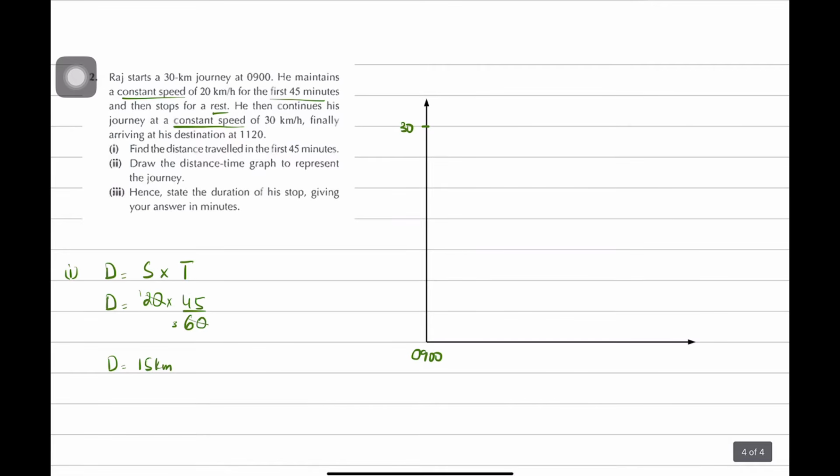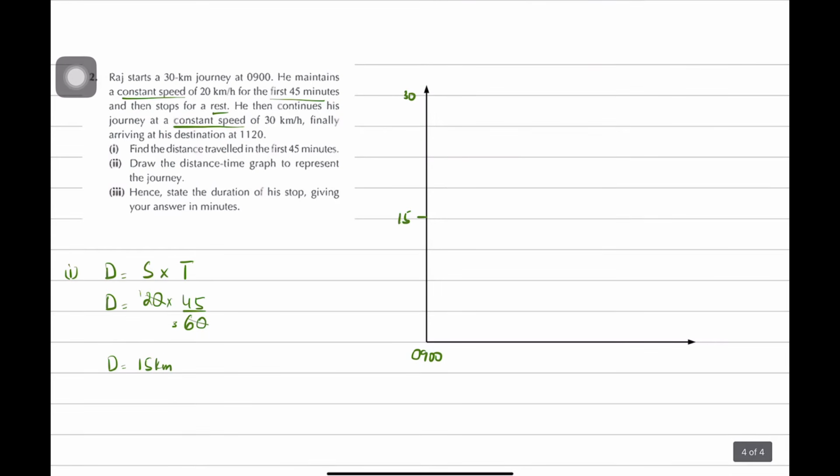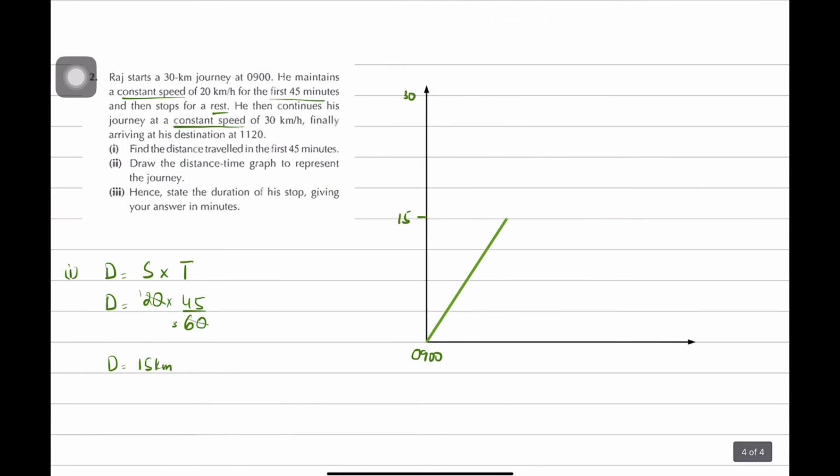Okay. Now when 45 minutes have passed, that means when it's 9:45, he has covered half the journey. How do I know it's half? Because 15 is half of 30. Okay, so that means in the first part of the journey, he has covered 15 kilometers. Okay, there you go. Because the question says it's constant speed, that's why we have an upward sloping line.